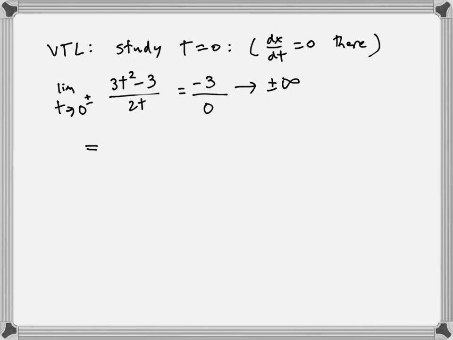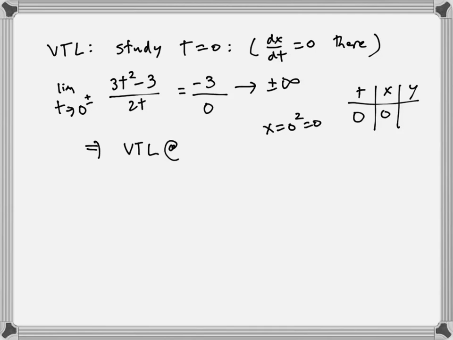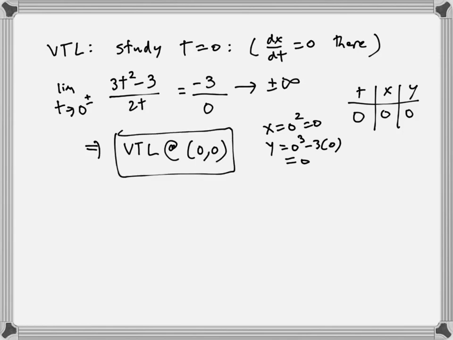This means that we have a vertical tangent line at what point? Well, 0 is the key value here. So if you plug in 0 into your parametric curve, we get x equals 0 squared, which is 0, so x is 0, and y is equal to 0 cubed minus 3 times 0, which is 0. And so we have a vertical tangent line at 0, 0.